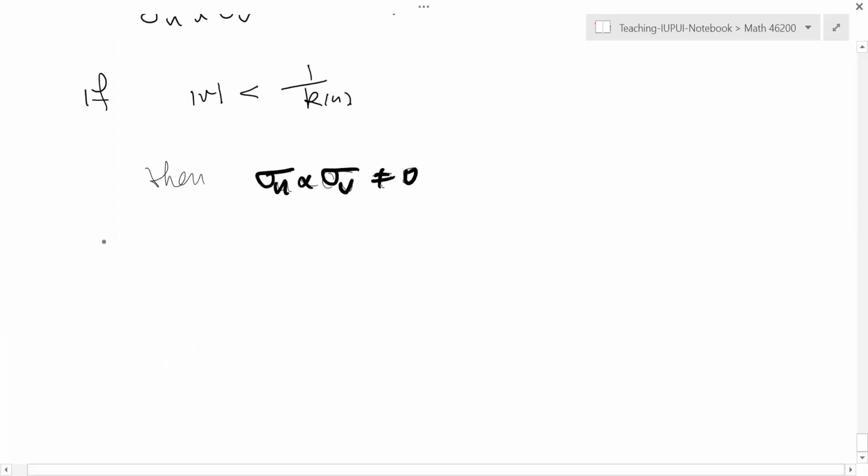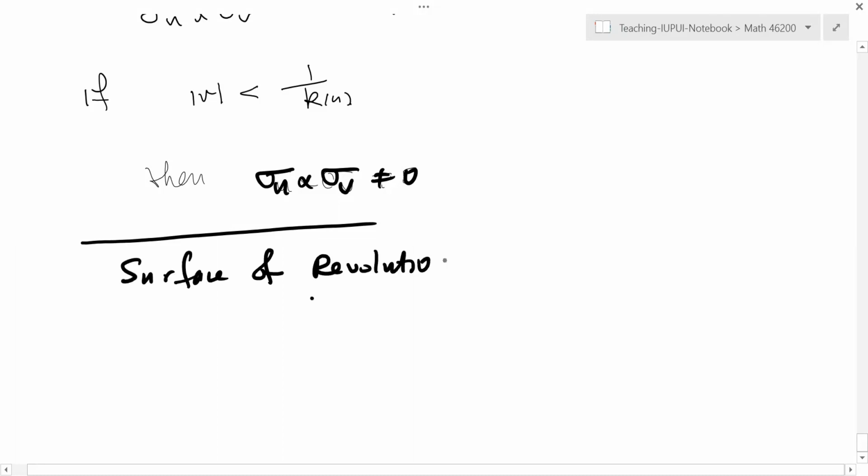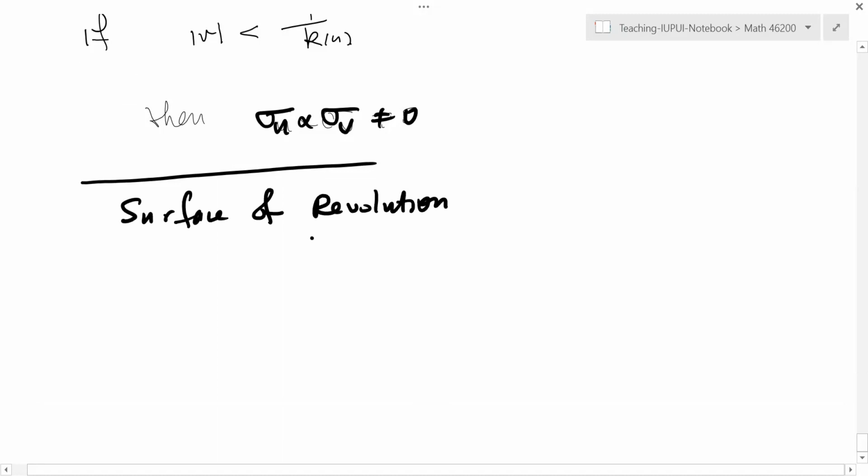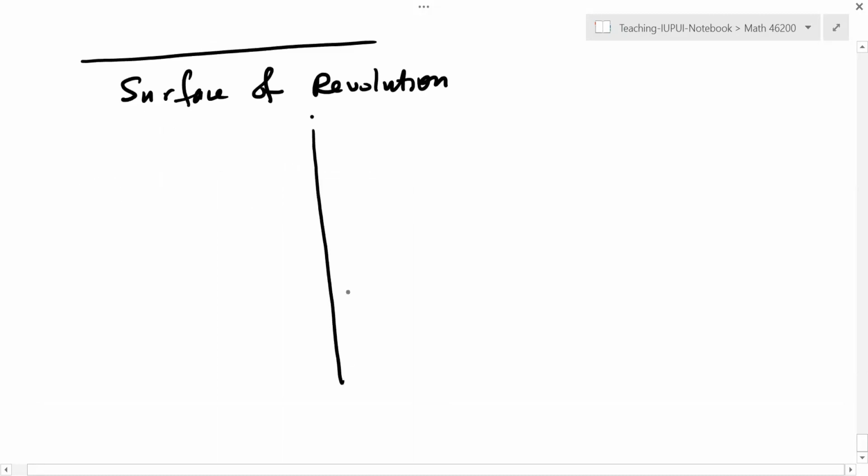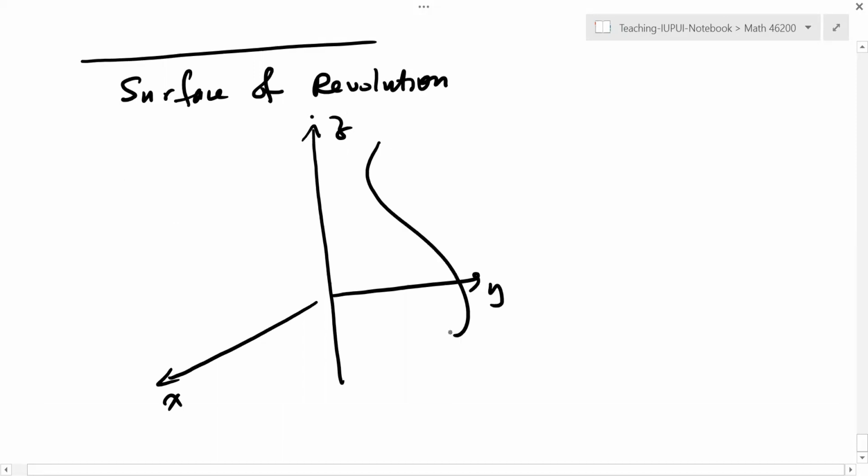Now, this is a type of surface called the lunar surface. Another type of surface is called the surface of revolution. The surface of revolution is generated by the following curve. First of all, I draw the curve in the YZ plane. So this is a curve in the YZ plane.